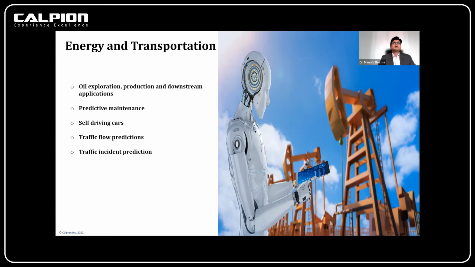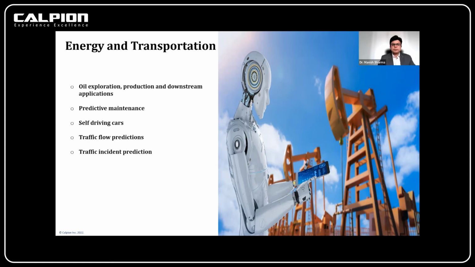Use cases which are there can be self-driving cars. I think the audience would know a lot about it, it's very common knowledge nowadays, so I'll skip this. Another can be traffic flow prediction. Maybe for a city like Bangalore, it's very useful. Traffic jam is a problem in most of the urban cities.